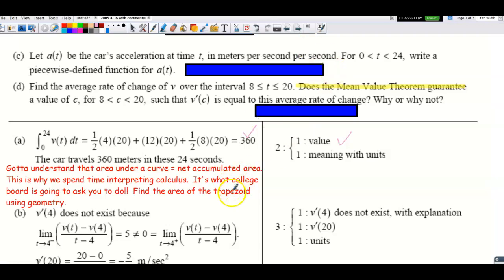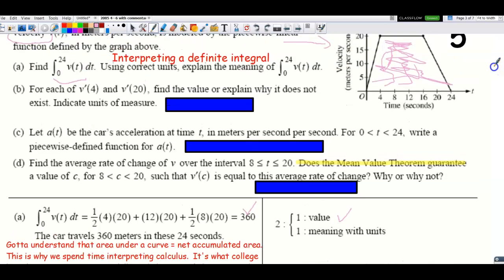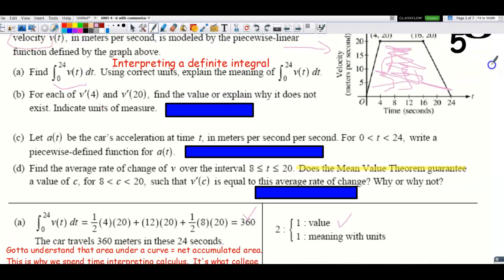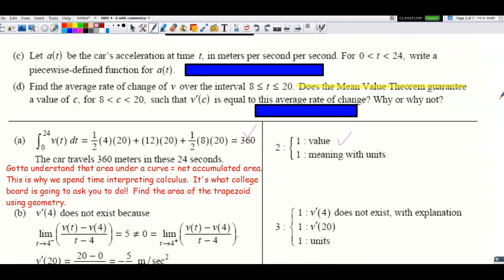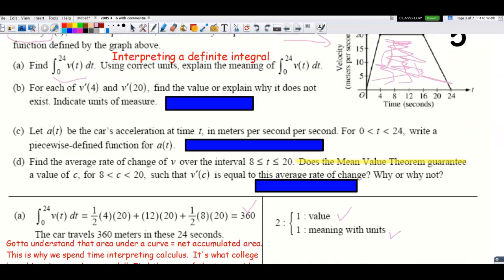And then the meaning, we're going to say, in this case, all of the area is positive. You could say something like, the definite integral represents the distance the car travels from 0 to 24 seconds measured in meters. Or you could say change in position, you could say displacement, because in this case all of the area is positive and the displacement and the distance are equal to each other. If you have a question about your particular write-up, please ask me when we have a question and answer session. Okay, you can read the annotations on your own.